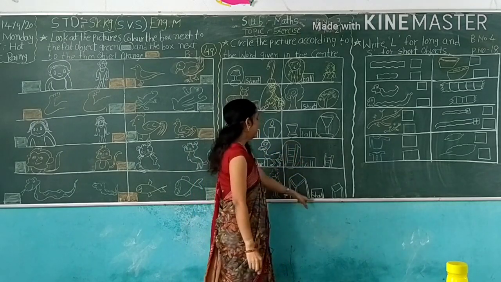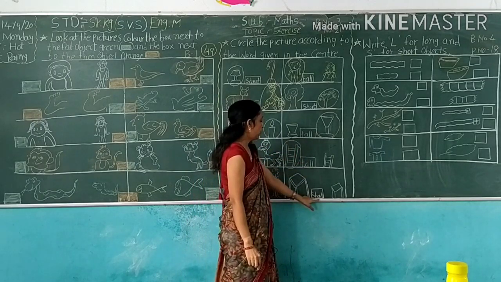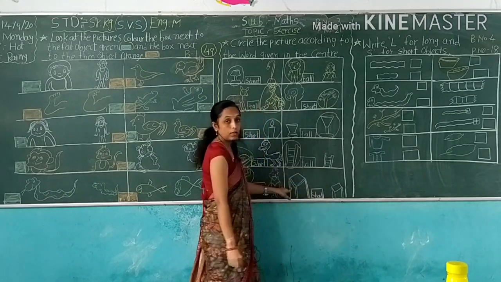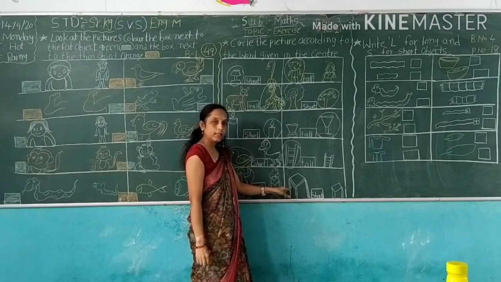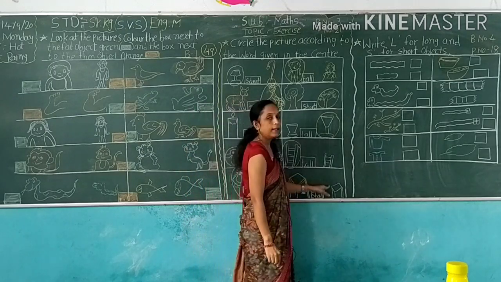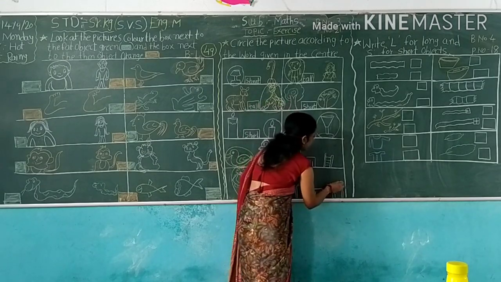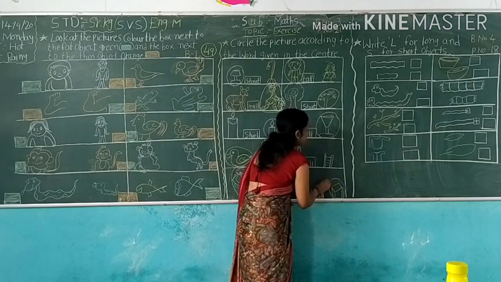TALL, tall. And here I write SHORT, short. So which object is short? This? No, this object is tall. This? Yes, this object is short. So we circle this short object.